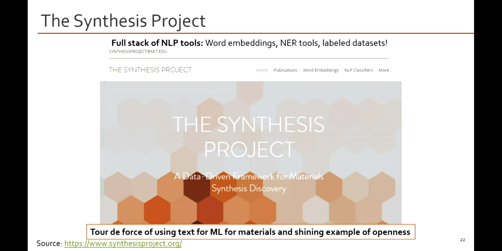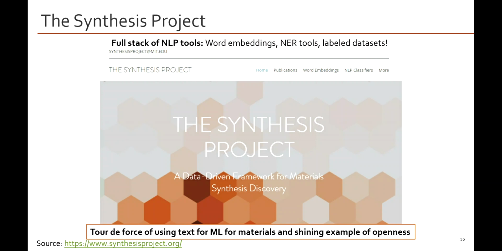There's been some more recent work on machine learning and natural language that's come out of MIT. This is a project called the Synthesis Project, where they have a full suite of NLP tools for reading text about inorganic chemistry, and particularly how these inorganic materials are created. They release not only the word embeddings used to work with that particular kind of text, the named entity extractions, or the association engines, but also their labeled data sets for other researchers to use.